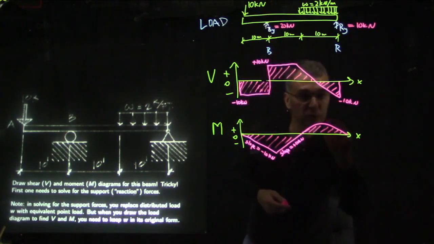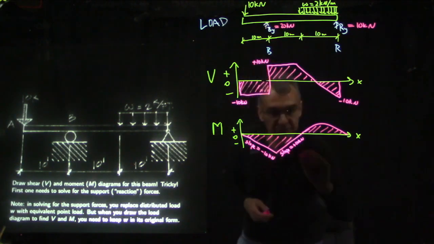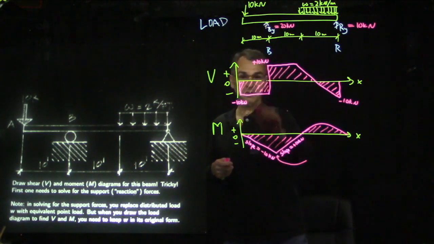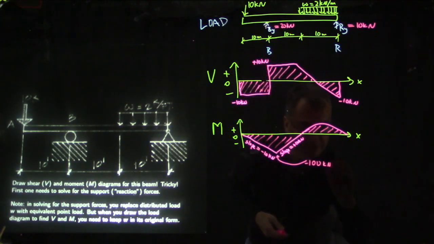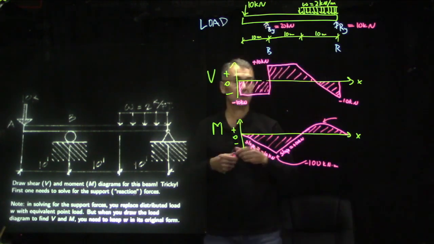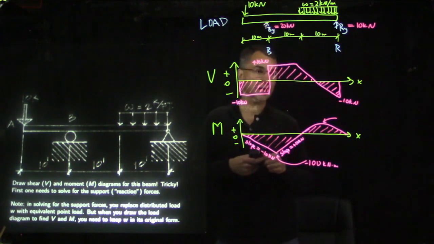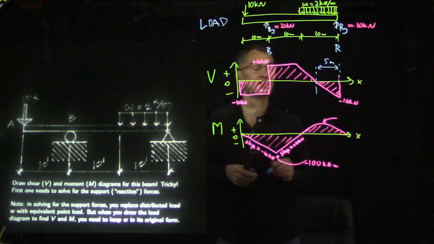And then the question is, what is this maximum value? So this value down here, this is minus 10 kilonewtons times 10 meters. So that's 100. Minus 100 kilonewton meters. And what is this? Well, I guess we can start from the end and go back. So this distance is 5 meters. So what's the area of this triangle?